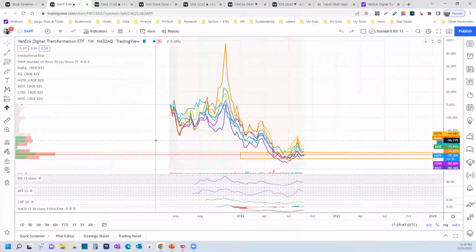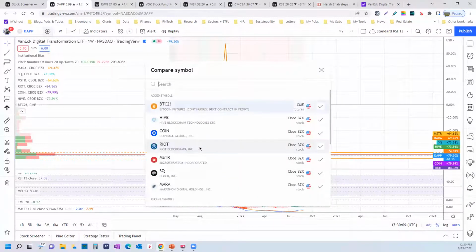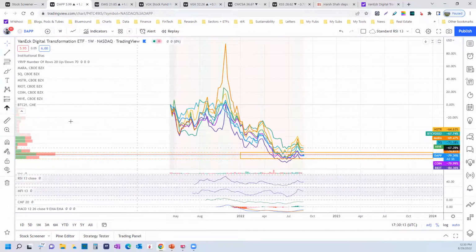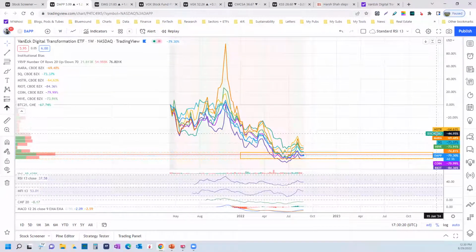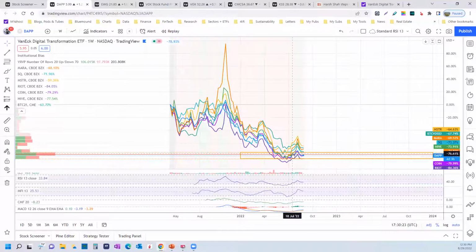I don't know. It's going to be huge. Bitcoin is at about $20,000 right now. So let's add Bitcoin. I usually use the 2. I like the front month. So where did that go? There it is. That color right there. So again, incredibly correlated to Bitcoin.